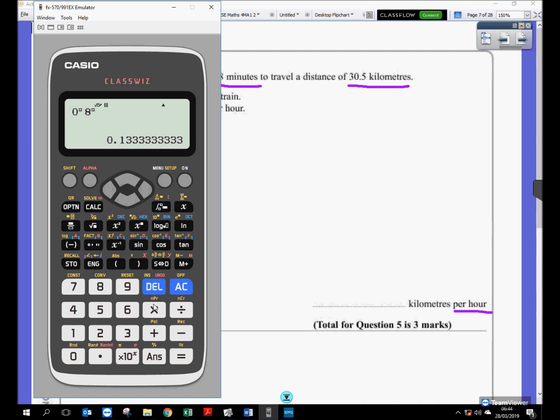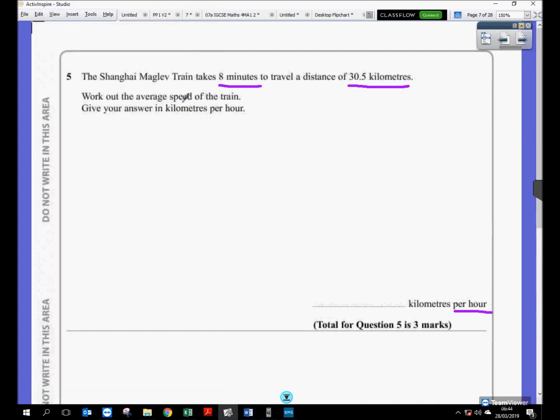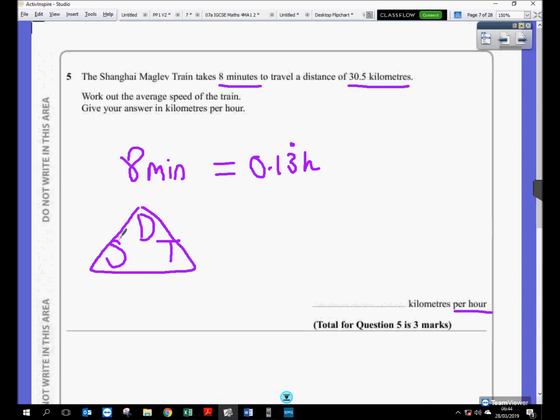Okay. It's actually 0.13 recurring hours. That's fine. So if I write here, 8 minutes is 0.13 recurring hours. Not very nice, but that's what it is. The formula for speed is: speed equals distance divided by time. We're trying to work out speed. So speed is the distance, 30.5, divided by the time in hours, so 0.13 recurring.